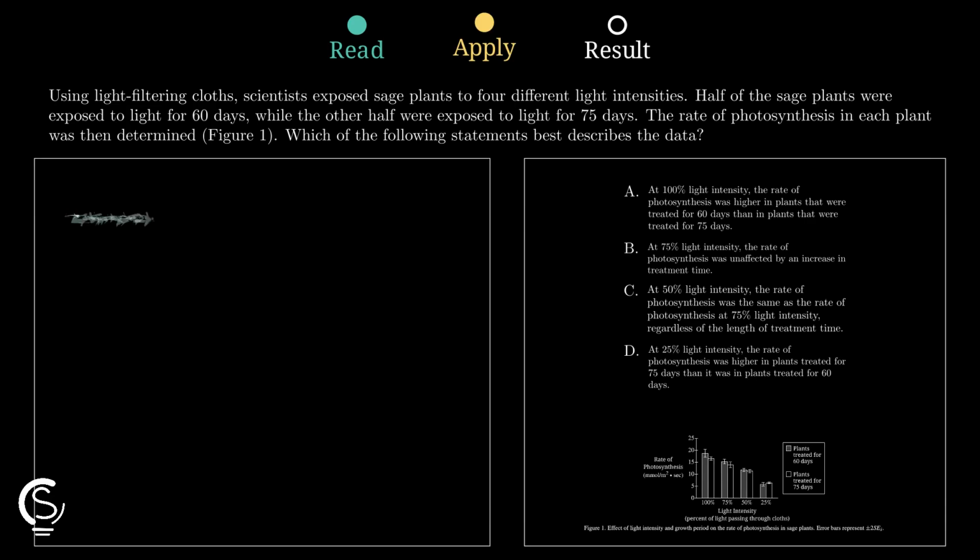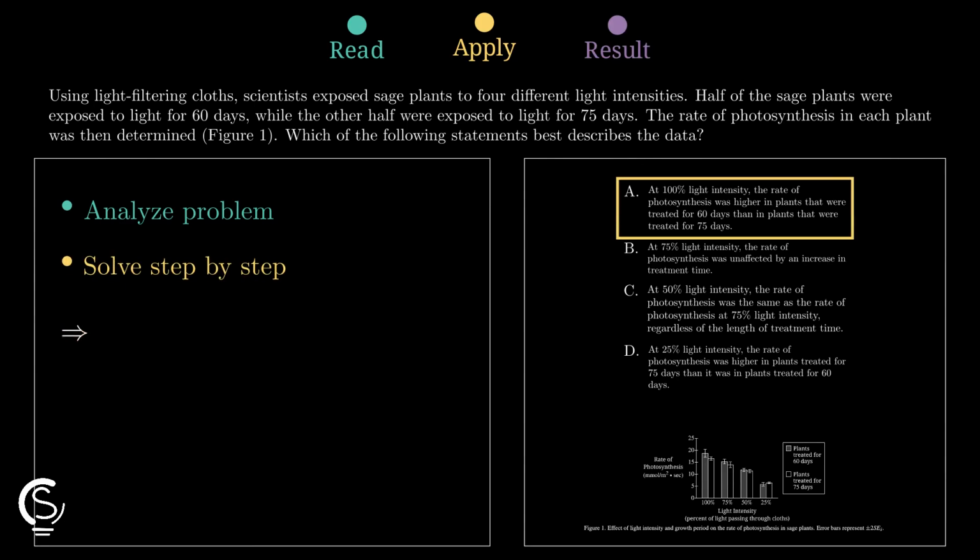Notice that the bar for 60 days is clearly taller than the bar for 75 days at full intensity. This means photosynthesis was actually higher during the shorter treatment period. That observation perfectly matches option A. We can confidently say that 60 days of light outperformed 75 days at the highest intensity level shown.